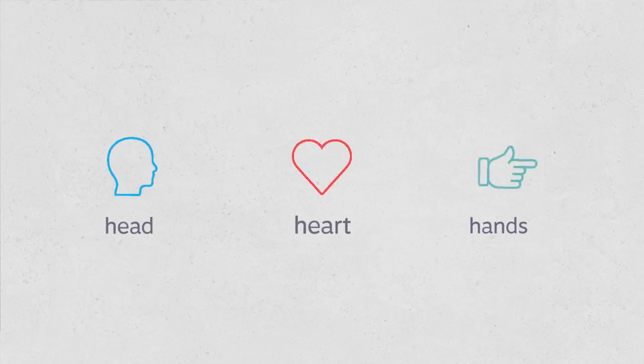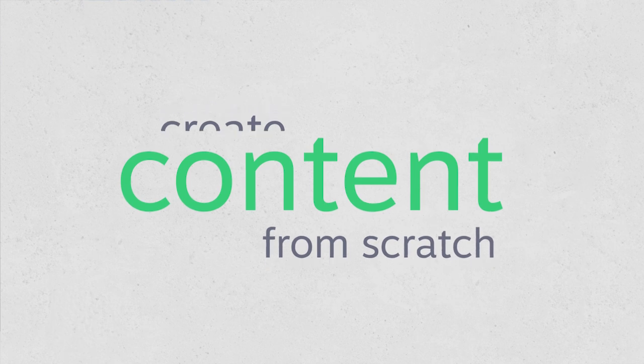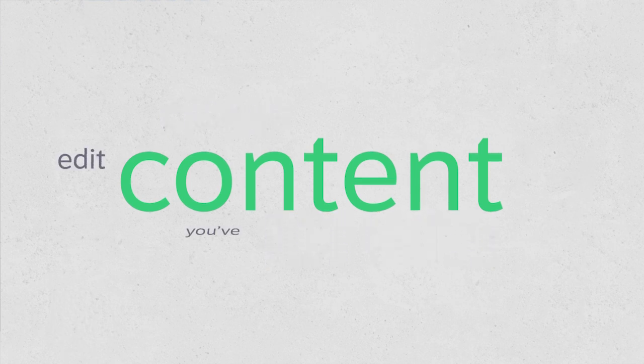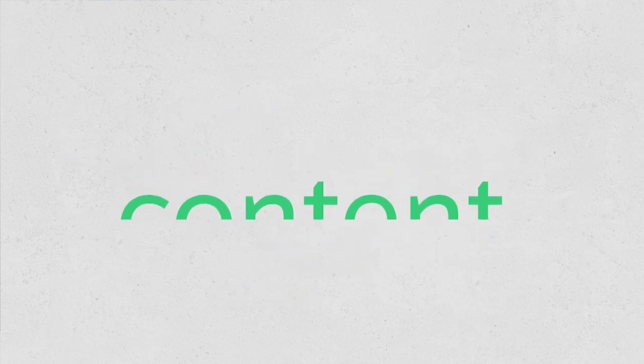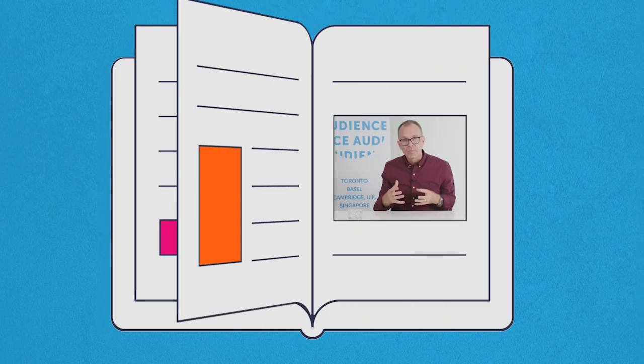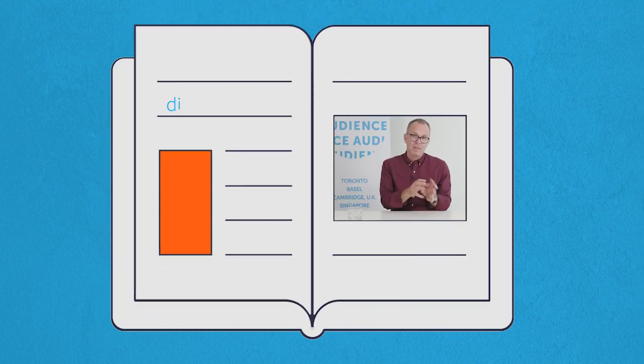I'm Tim. I'm your coach today, and we're going to be exploring a concept we call head, heart, and hands. Head, heart, and hands is used to create content from scratch. It's also used to edit content that you've already created, and you want to make sure that it has a nice story flow and that it meets the diverse needs of your audience.